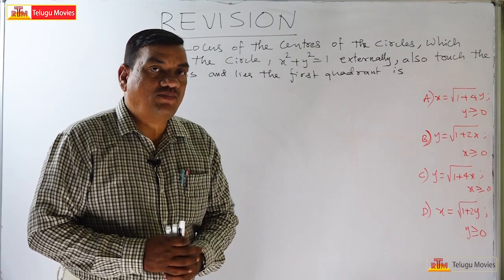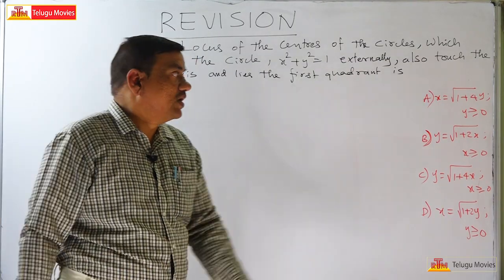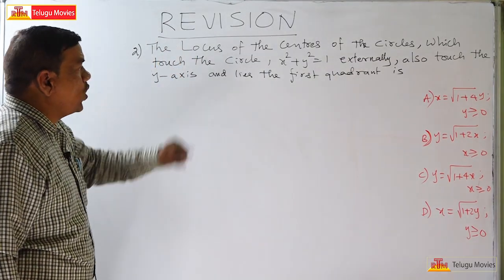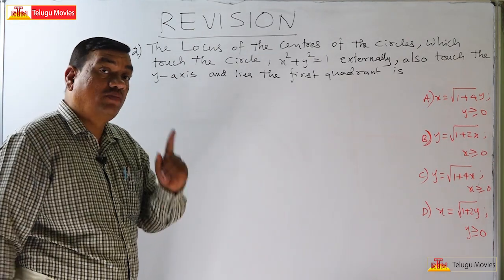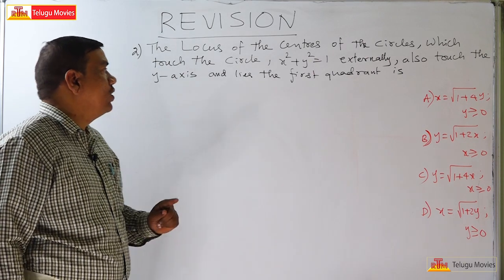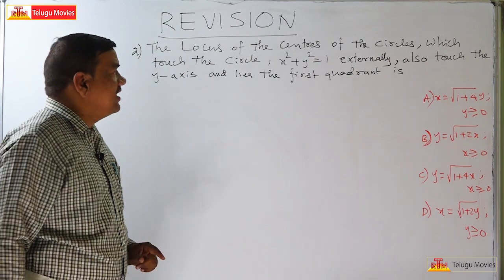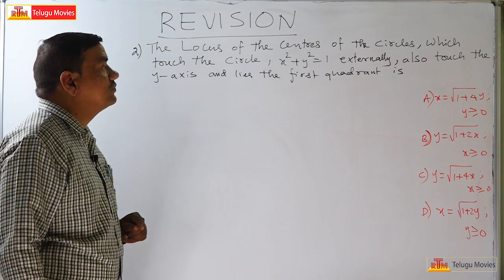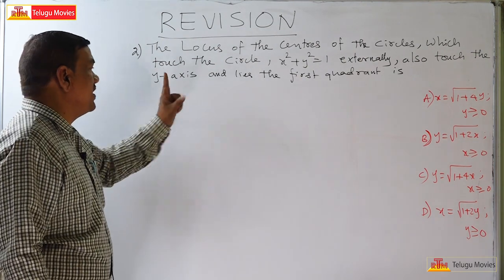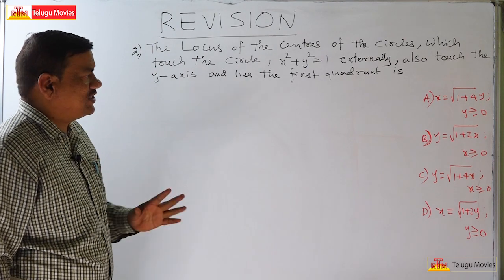Welcome to this problem. See here: the locus of the centers of the circles which touch the circle x square plus y square is equal to 1 externally, also touch the y axis, and lie in the first quadrant.